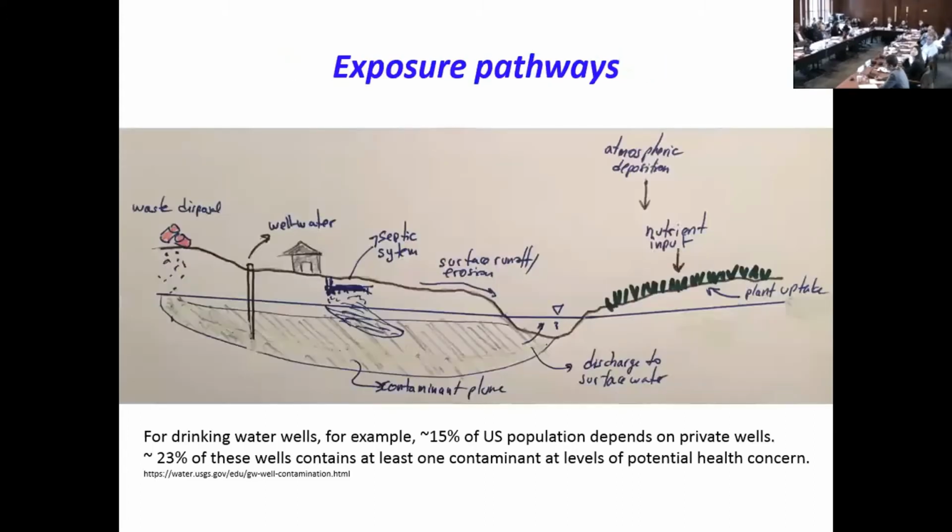Here's a little cartoon that I drew about possible exposure pathways. On the left, you see a waste disposal producing a contaminant plume. It can intersect the drinking water well. We can have septic tanks that contaminate our groundwater. We have atmospheric deposition that provides contaminant loading to soil, and then uptake by plants. Just as an example, about 15% of the US population relies on private drinking water wells. About a quarter of them have at least one compound that exceeds drinking water standards.